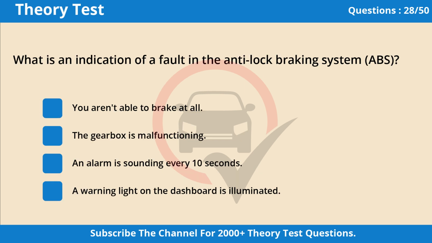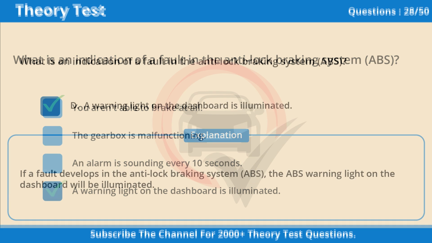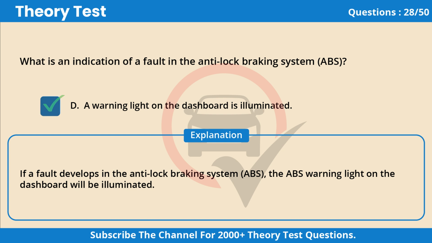Question 28. What is an indication of a fault in the anti-lock braking system, ABS? D. A warning light on the dashboard is illuminated. If a fault develops in the anti-lock braking system, ABS, the ABS warning light on the dashboard will be illuminated.